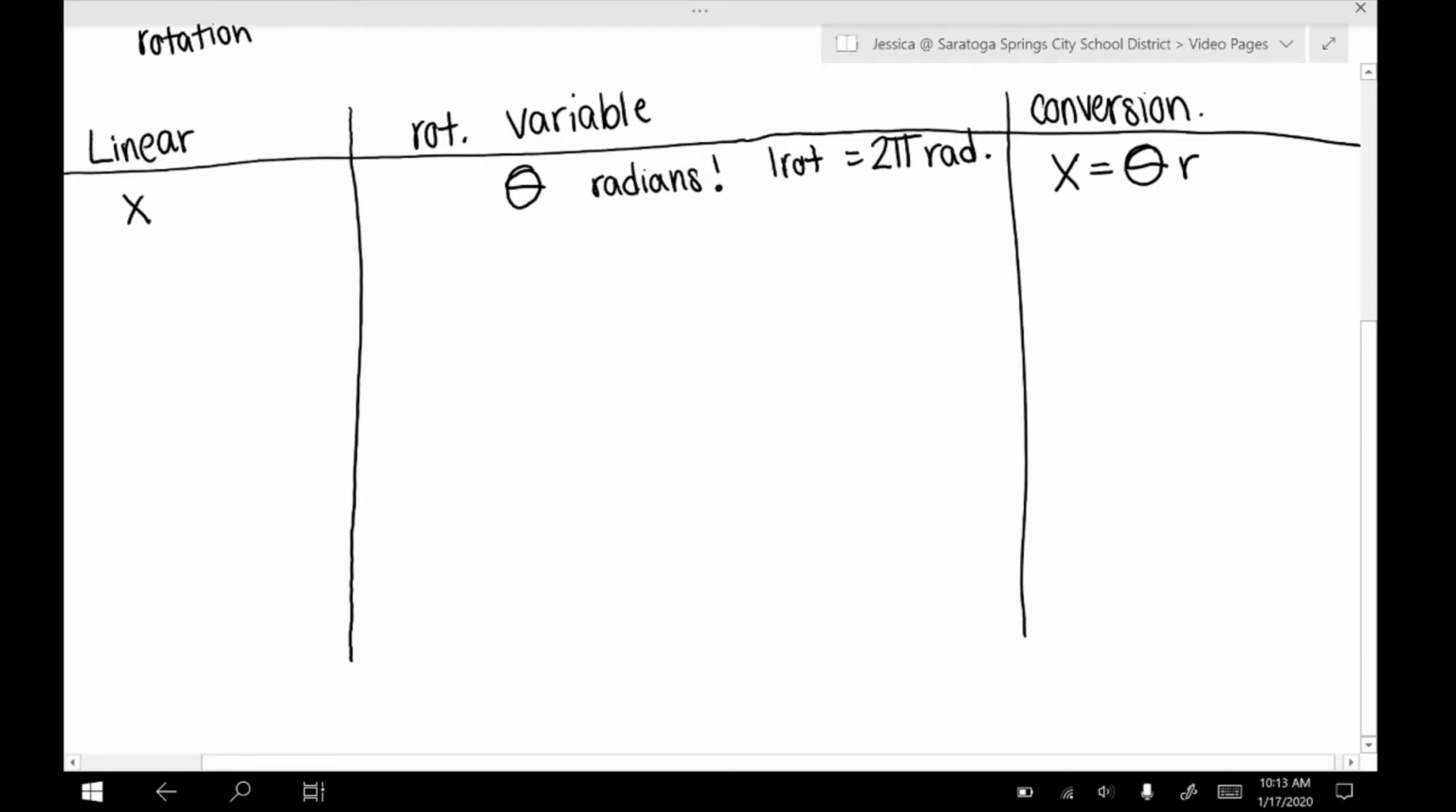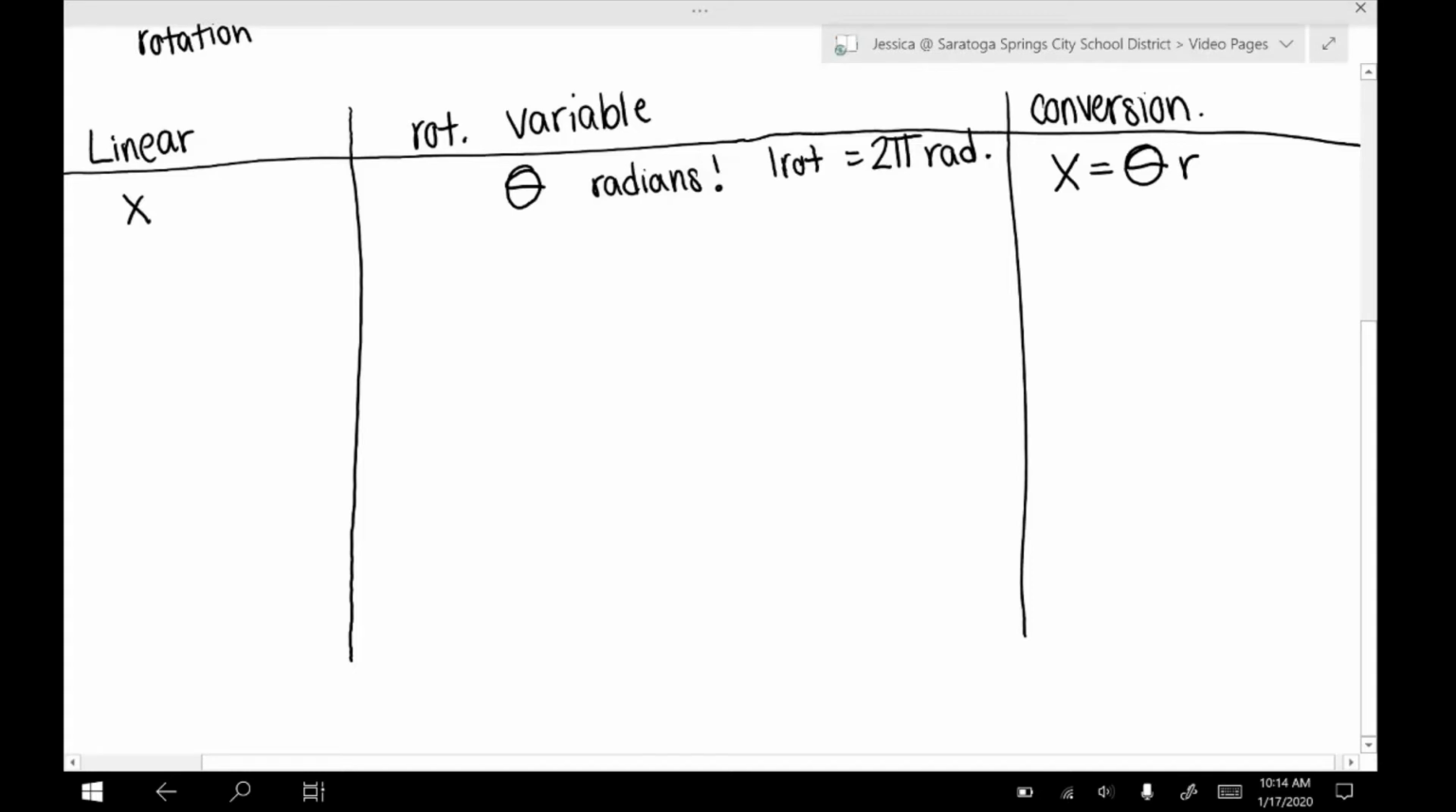So I can prove to you that this equation works, because if an object makes one rotation, the linear distance traveled should be equal to the circumference. So in one rotation, the object travels 2 pi times r. Well, that is in fact the circumference, so this equation does work. Sorry for that aside.